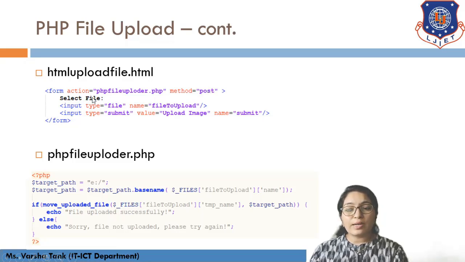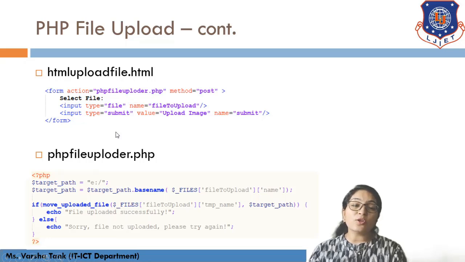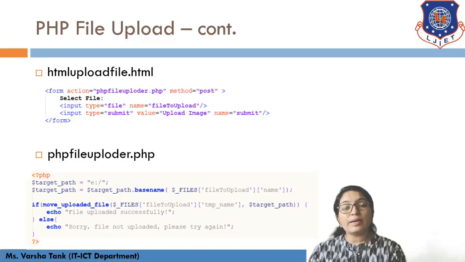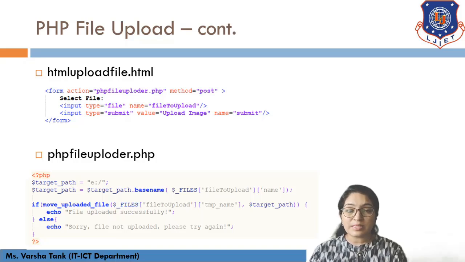Now select files, this is just a label. Input type is equal to file. Whenever you define input type equal to file, it will provide you one button and one text box. Whenever you click on that button, a dialog box will open, and from that you can select the file. Whatever file you select, the name of that file will be displayed in the text box beside the button, which we will see in the practical.